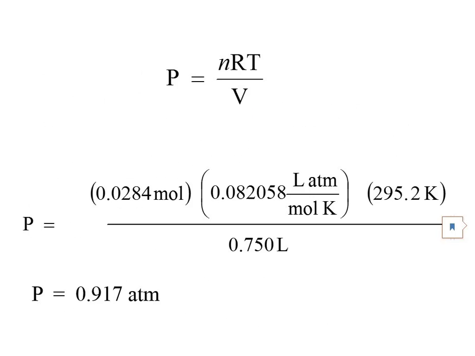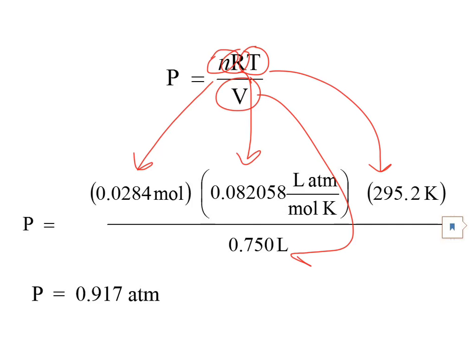And this is what we left with on Monday. We plugged in the value for n, we plugged in the value for R. So n is here, R is here, T is here, and V is here. We just plugged them in, so it's not too bad.